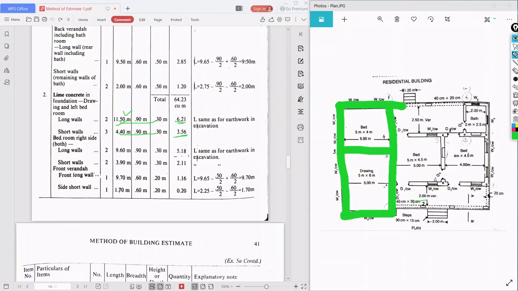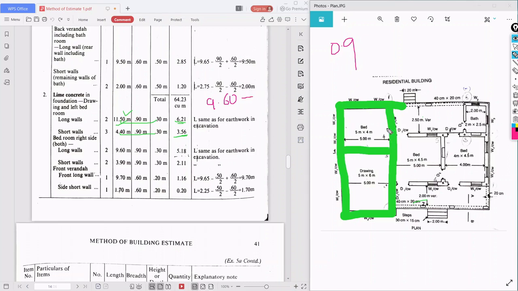Next comes our bedroom right side. In the bedroom, what is the long wall center to center length? It is 9.60. What is the cross section width? That is 0.9 only, because a 30 centimeter wall is there. 0.9 meter only. So 9.60.